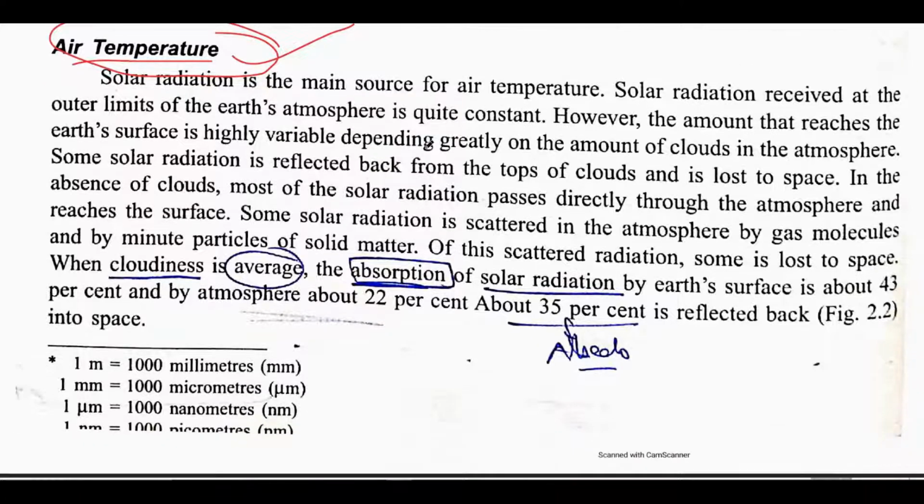The important thing is the albedo of earth. It's not mentioned that it is albedo, but it is. If you go through the sentence, it is mentioned that when cloudiness is average, the absorption of solar radiation by earth's surface is about 43%. The earth absorbs 43% of the solar radiation, the atmosphere absorbs 22%, and 35% is reflected back into space. So basically the albedo of earth is 35%.